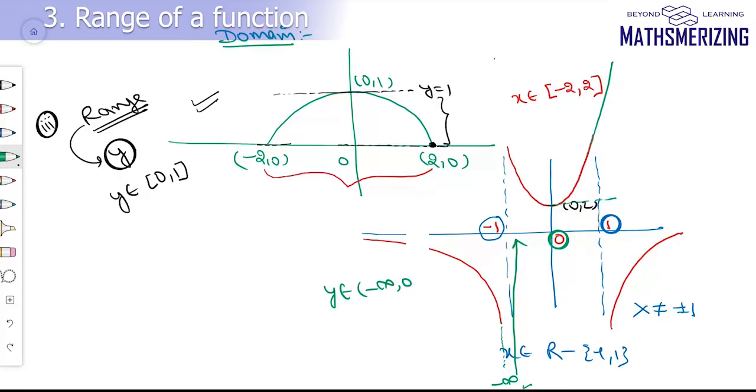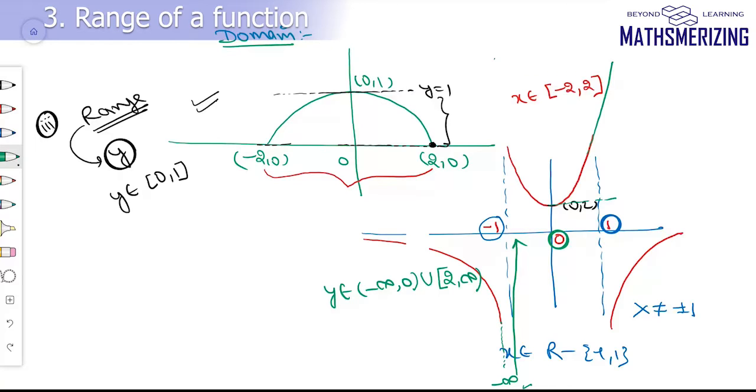Now, should I include 0? I cannot include 0 because the graph approaches 0, but then it won't actually take this value 0. So that's why I'll write this 0 in open interval and then union. So now there are no values between 0 and 2, and from 2 to infinite. So range of this function will be from minus infinite to 0 union 2 to infinite.